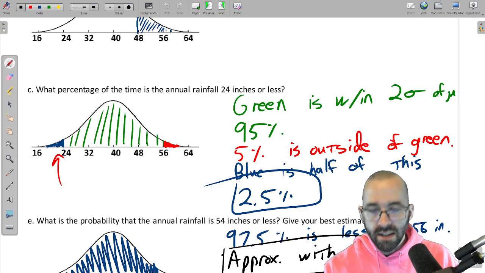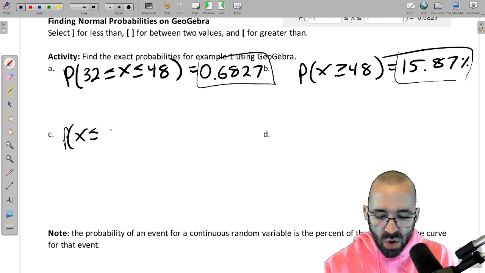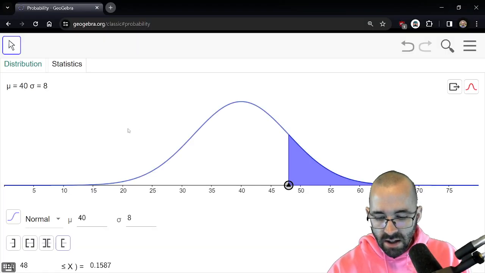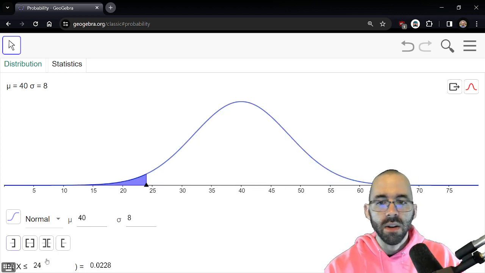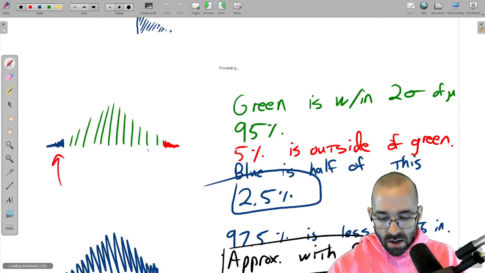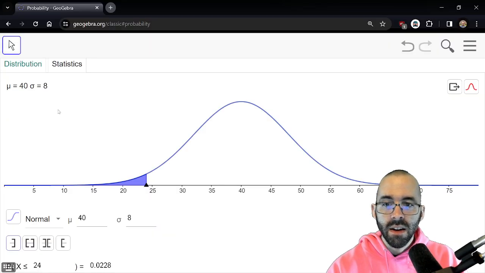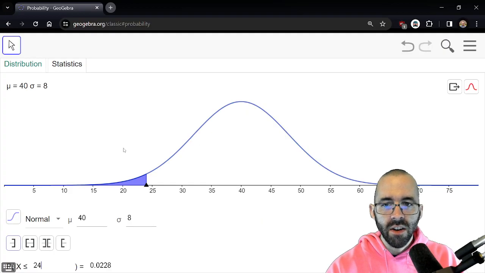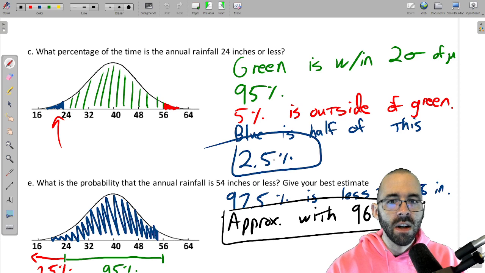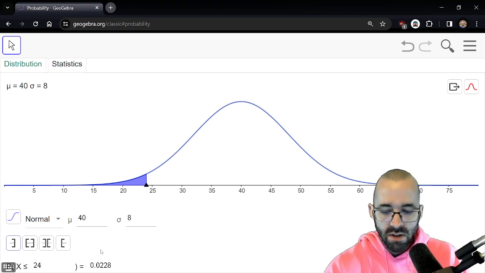24 inches or less. The probability that X is 24 inches or less looks like this. And so we're going to use the left-sided one. Type in 24. It should look similar to our picture, right? We wanted this blue area. Does that look pretty similar? The pictures, this blue shaded area and this blue shaded area, yeah, it looks pretty similar. We estimated 2.5%. Okay, this one's 2.28%, still pretty close.